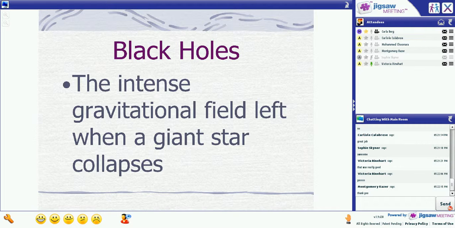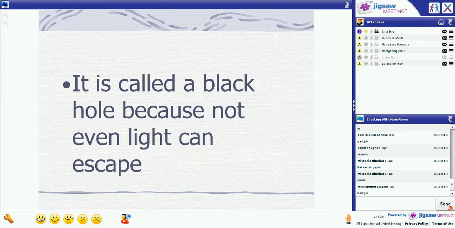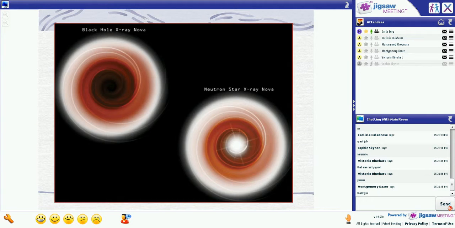So, black holes. The intense gravitational field left when a giant star collapses. I love black holes. It is called a black hole because not even light can escape. Good job. Black holes' gravity is so strong that even the light from stars and other objects cannot escape that pull.